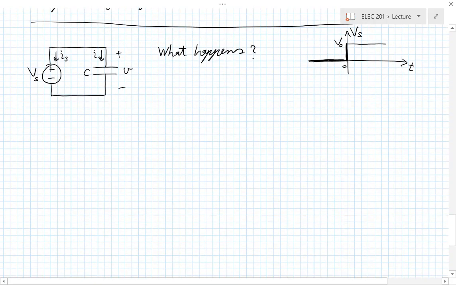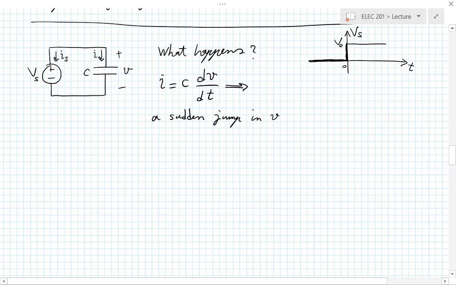But for the capacitor, a sudden jump in V requires an infinite current. It's a problem. How could I turn this into a good circuit? Put a resistor next to it, right, as in the previous circuit, right?